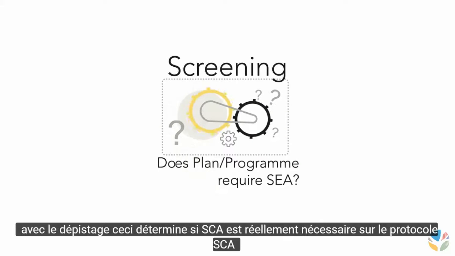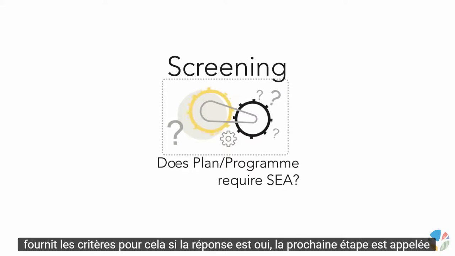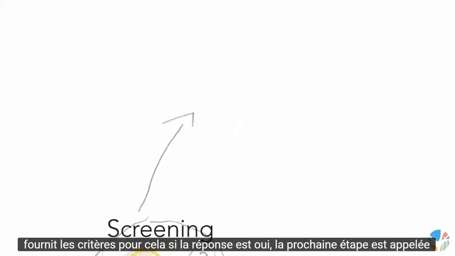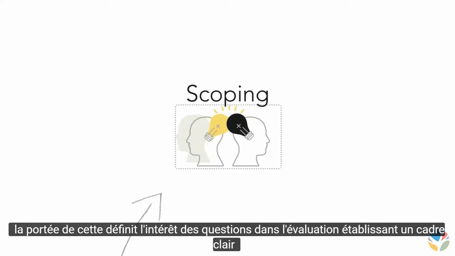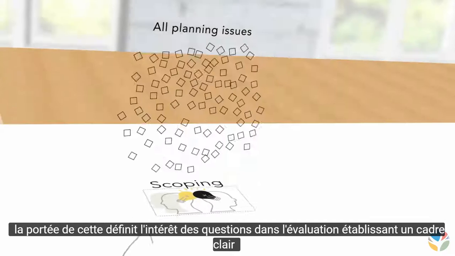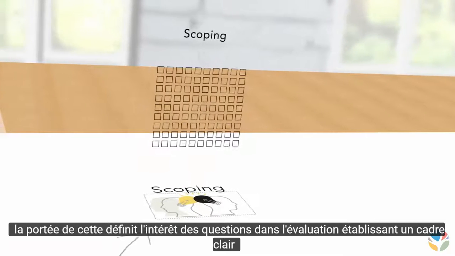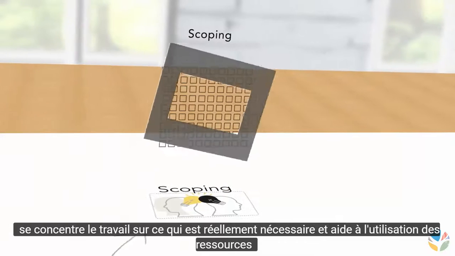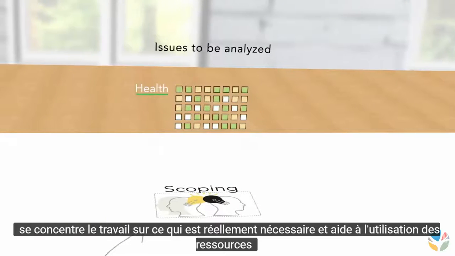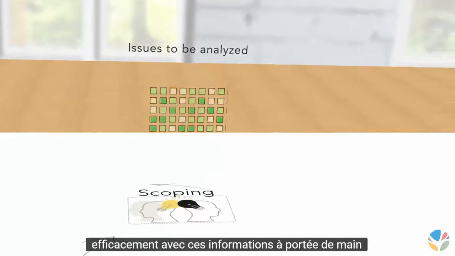SEA starts with screening. This determines if SEA is actually needed. The protocol on SEA provides the criteria for this. If the answer is yes, the next step is called scoping. This defines the issues addressed in the assessment. Establishing a clear scope early on focuses the work on what is actually needed and helps use resources effectively.